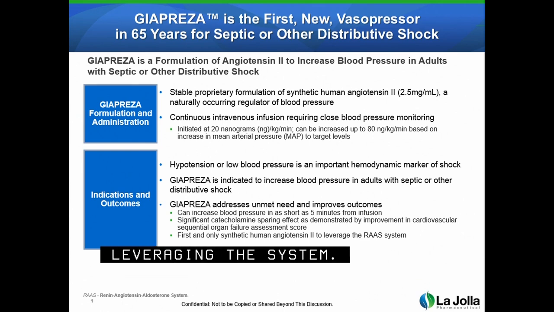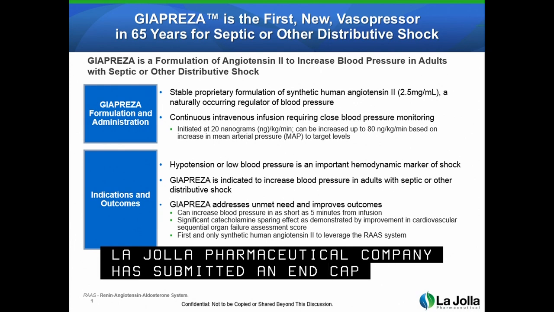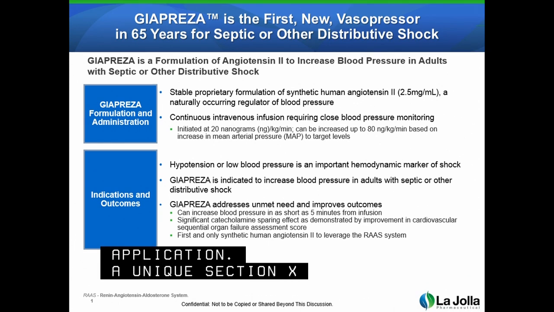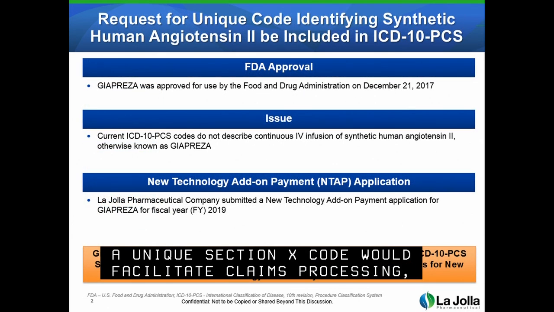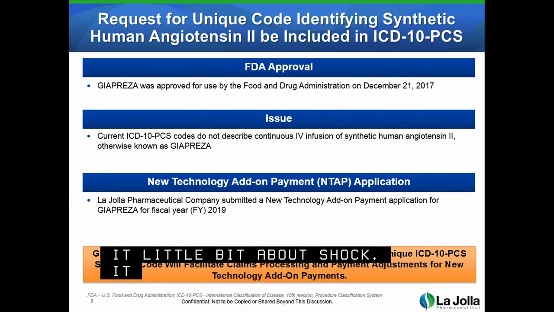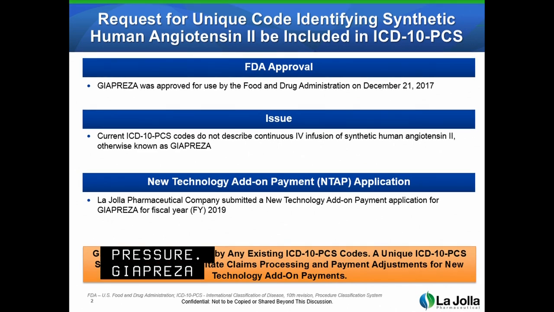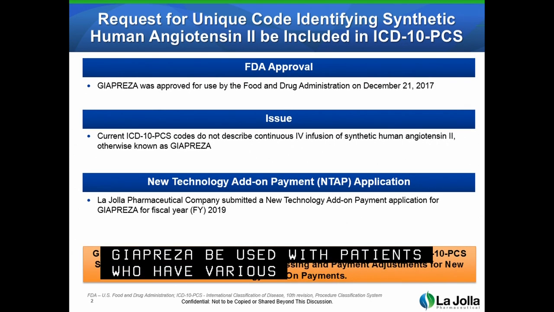Existing codes do not include GIAPREZA, and La Jolla Pharmaceutical Company has submitted an NTAP application. A unique Section X code would facilitate claims processing and payment adjustments for NTAP. So a little bit about shock. Shock is characterized by hypoperfusion and loss of blood pressure control. GIAPREZA will be used in patients with distributive shock with various causes of the underlying hypotension, which means that patients may be assigned to various DRGs.